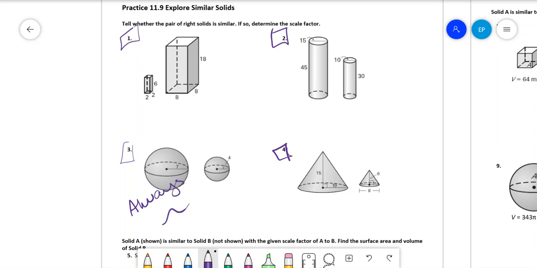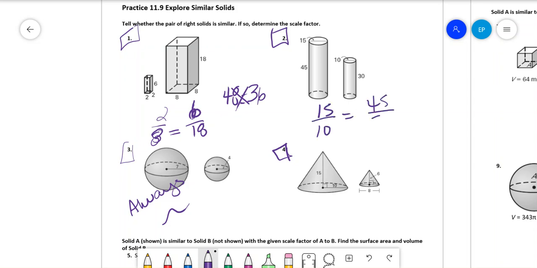Here, I would take 2 to 8 and see if that equals the height of 6 to 18. I cannot write. Cross multiply, you get 48 equals 36, so these are not similar. Number 2: 15 to 10 equals 45 to 30. Cross multiply, 450 equals 450, so similar. And I will leave you with number 4.